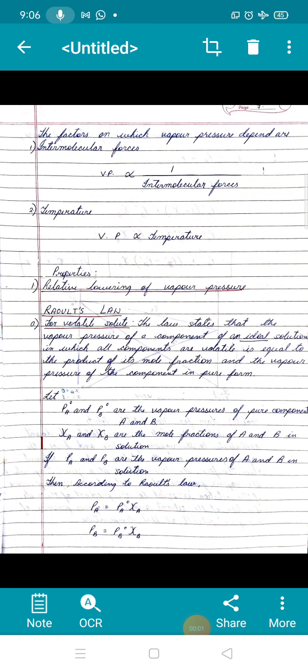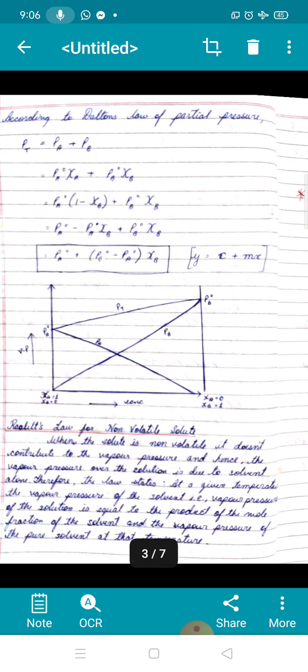Alright, let us continue. So we have seen, according to Raoult's law, PA is equal to PA naught chi A and PB is PB naught chi B. Remember, here both the components are volatile, both are going to vapor phase, so both are exerting pressure. Now, what will be the total pressure over the liquid? To find it out, we need to apply Dalton's law.